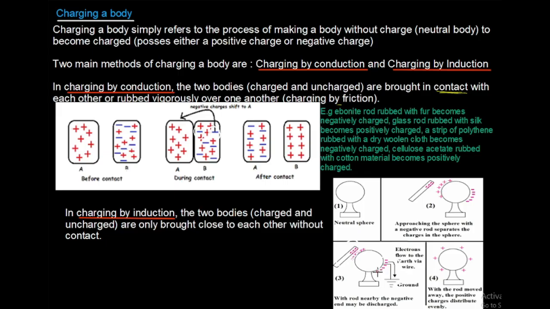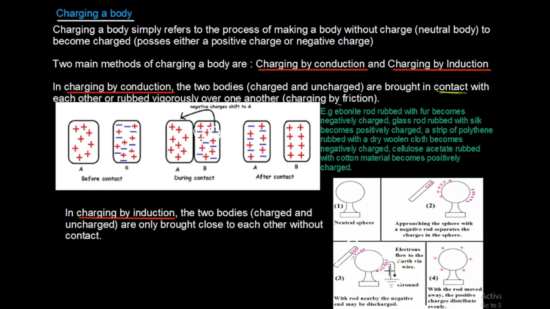By connecting it to the ground, these negative charges will now have an alternative route to move out of this sphere, because this negatively charged body, the negative rod, is pushing them, or repelling them away. And connecting this system to the ground will provide an alternative route for these negative charges to move out. All right, so the negative charges now will move out to the ground.